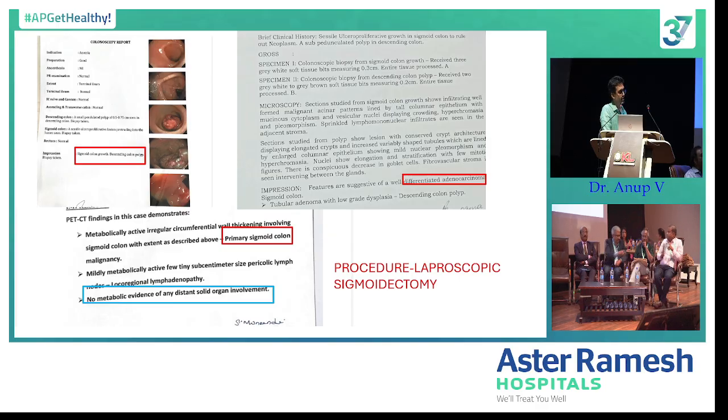Sir, if you have to touch this case in 3 months, are you comfortable going on DAPT, dual antiplatelet therapy? Yeah, sir.